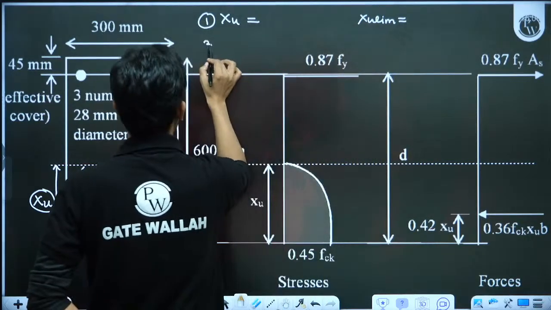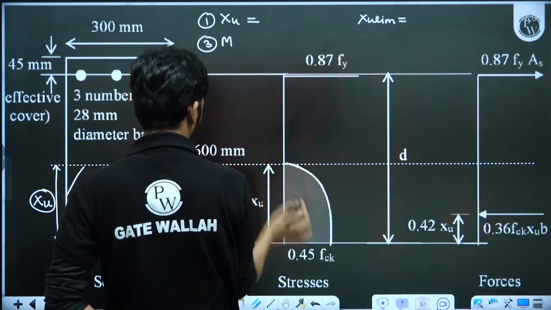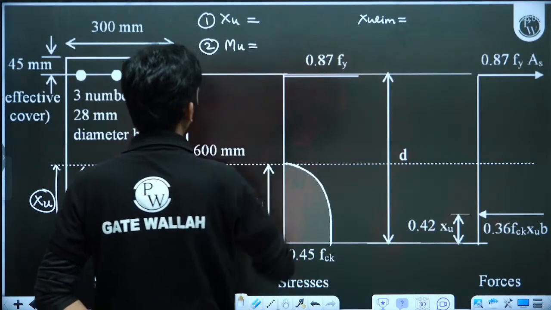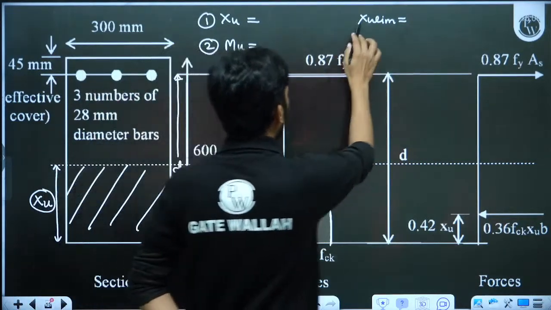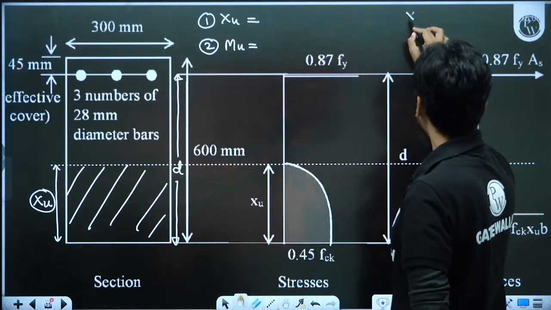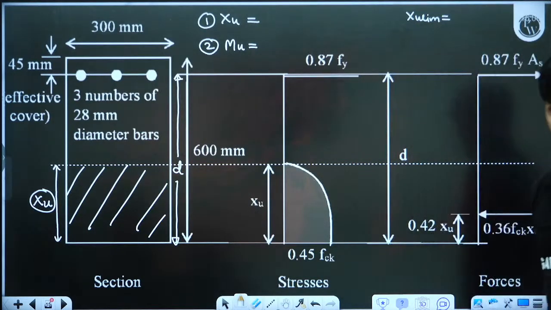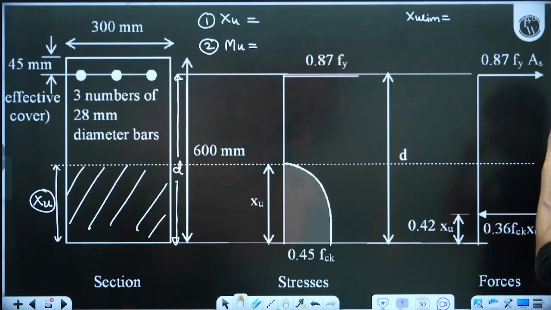And then what is the formula of MU? Number 2. XU limb we must know, and MU we know. If we know this thing, then we can give the answer. We'll write down XU limb here. So if we know these 2 things, XU limb and then MU, then we will solve this question.